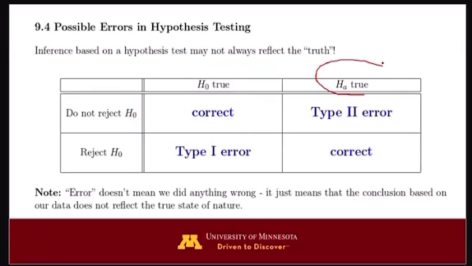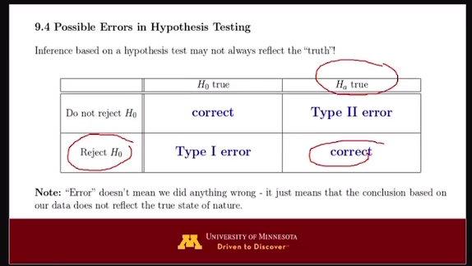If nature has it that the alternative is true, that this guy really committed the offense, and the court rejects H naught, of course HA is true, and they reject H naught, that's a correct decision as well. Does that make sense?